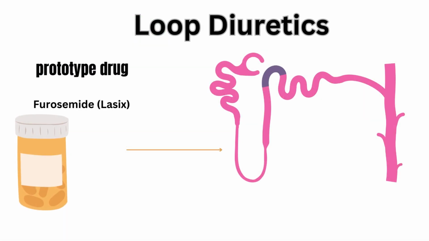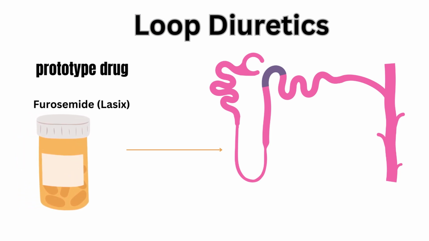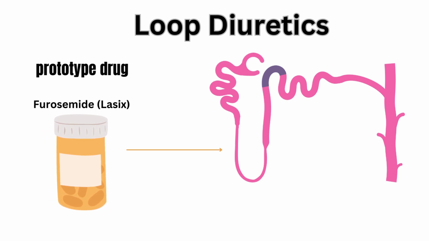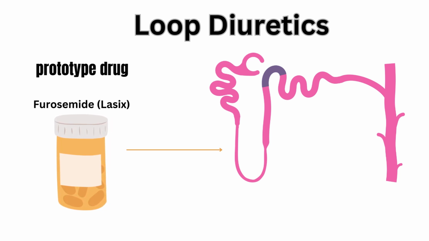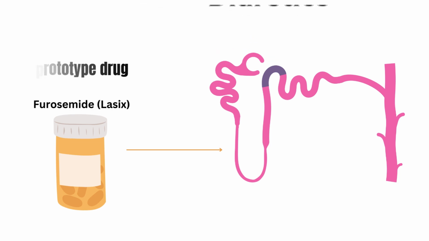First, let's discuss loop diuretics. The prototype drug in this category is furosemide, commonly known as Lasix. These diuretics act on the ascending limb of the loop of Henle in the kidneys. They inhibit the sodium-potassium chloride cotransporter, leading to a significant increase in urine production. This makes them particularly effective in rapidly reducing fluid overload.